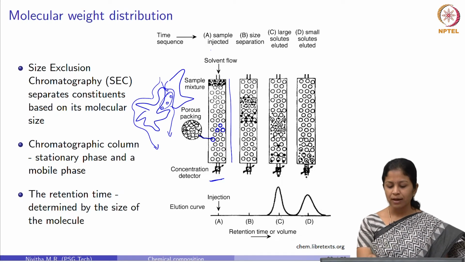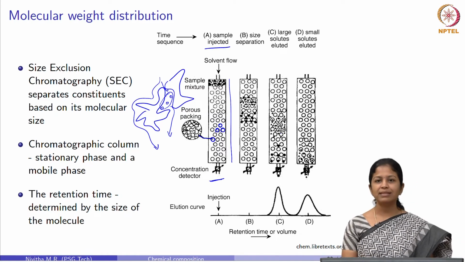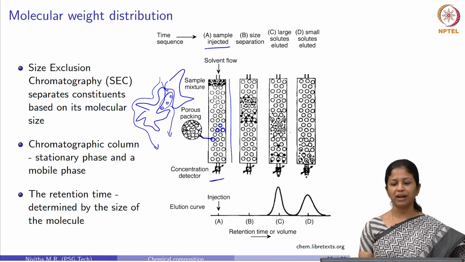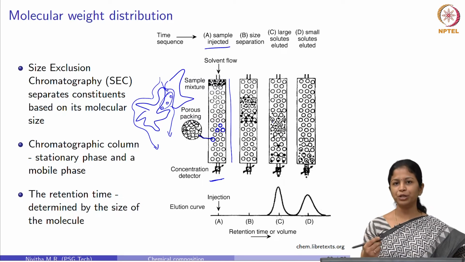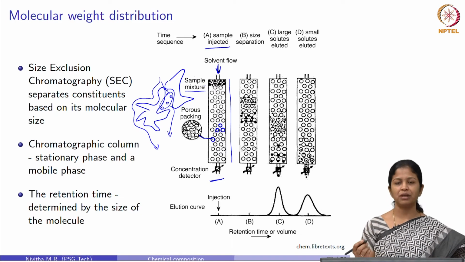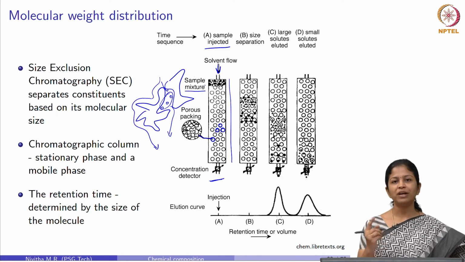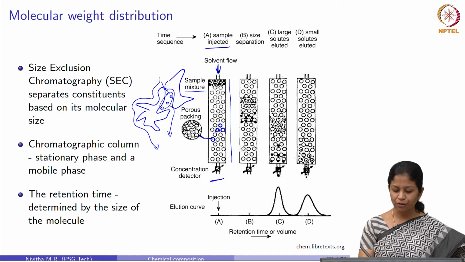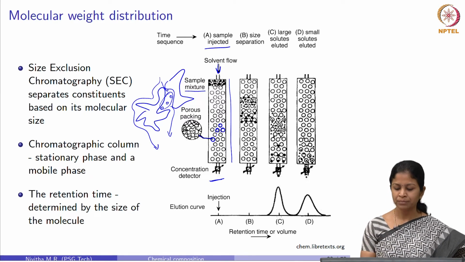The first phase, which is defined as A, the sample is injected into the chromatographic column. We have bitumen mixed with a solvent. So this is injected into this chromatographic column. So it is a sample mixture of molecules of different sizes. So this now flows into this chromatographic column.